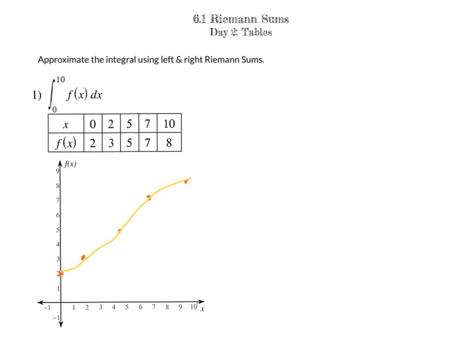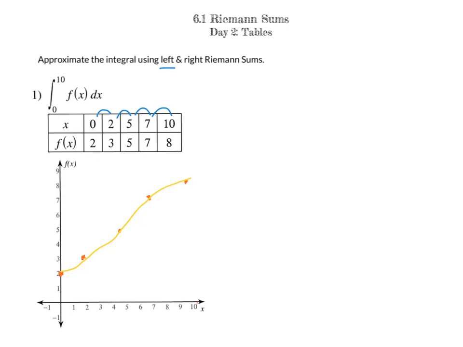Okay, so let's approximate using a left Riemann sum. So the left Riemann sum we'll do in blue here. And we can see that there's 1, 2, 3, 4 intervals, right? The interval between 0 and 2, 2 and 5, 5 and 7, and 7 and 10. So we can only have 4 rectangles here. Even though there's 5 data points, that will give us 4 rectangles, right?